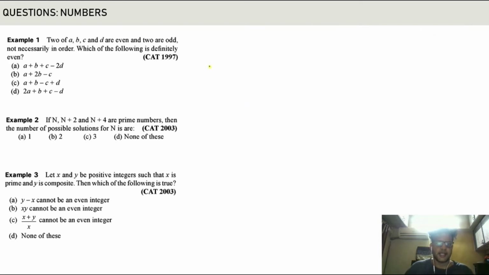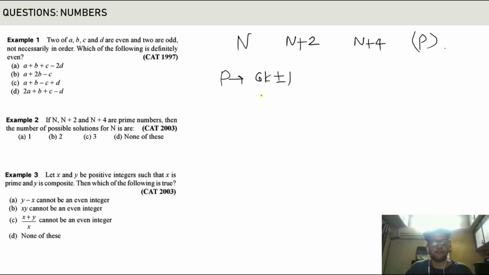The question says that n plus 2 and n plus 4 are prime numbers. Find the possible number of solutions for n. Now as we have seen earlier, every prime number has to be of the form 6k plus or minus 1. So let's assume that it is of the form 6k plus 1. So if my n is 6k plus 1, n plus 2 would be 6k plus 3 and n plus 4 would be 6k plus 5.